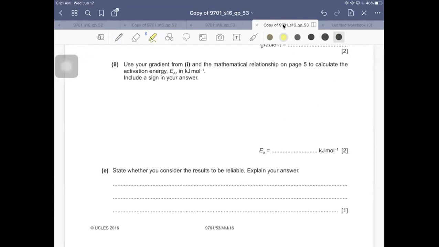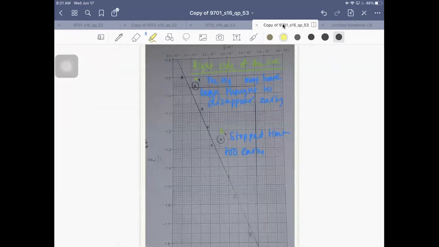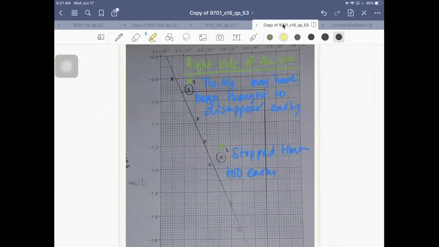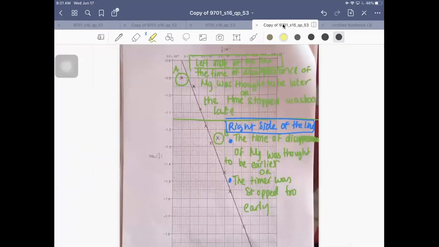State whether you consider the results to be reliable. Okay, reliability. Reliability, you can comment on your points. Do you feel like your points are close to the line or very far from the line? For me, for these two graphs, the points are close to the line. So I would say that the result is reliable.